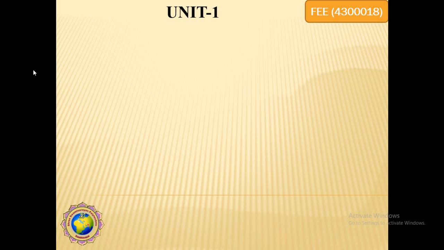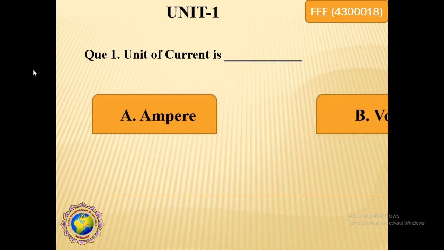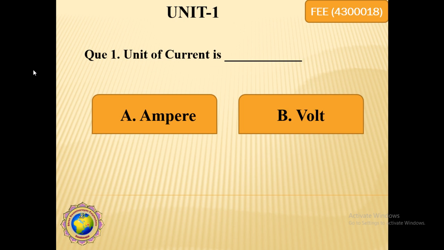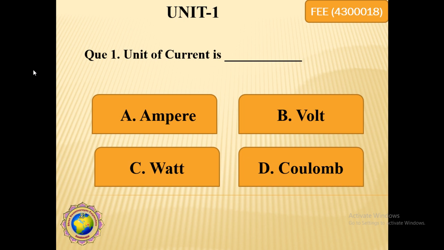Okay, so first we will start with question number 1. The question says that the unit of the current is dash. You have been given 4 options: A ampere, B volt, C watt, D coulomb. Unit of the current is dash. A ampere, B volt, C watt and D coulomb.